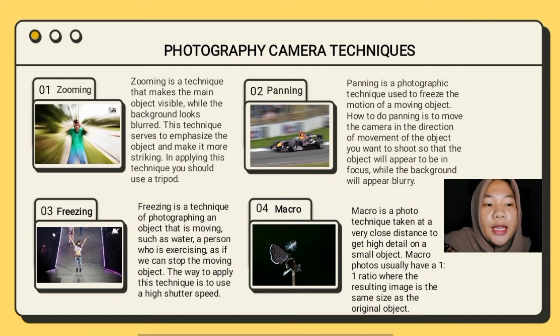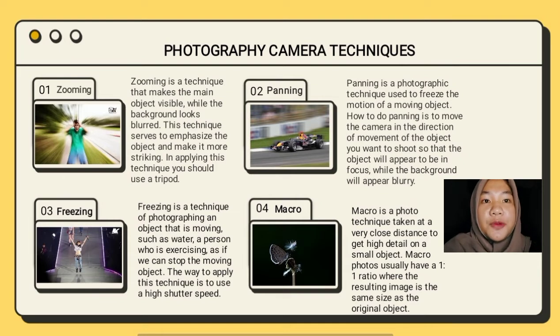Number 2 is panning. Panning is a photographic technique used to freeze the motion of a moving object. How to do panning is to move the camera in the direction of movement of the object you want to shoot, so that the object will appear to be in focus while the background will appear blurry.